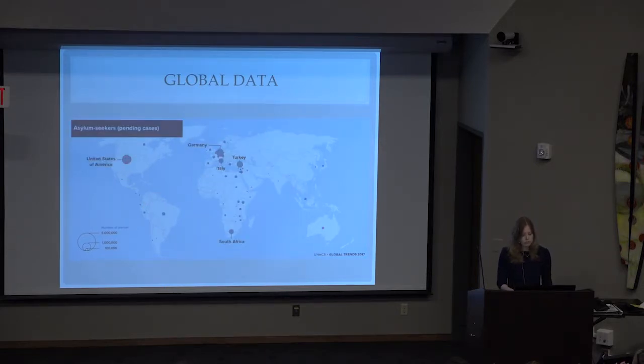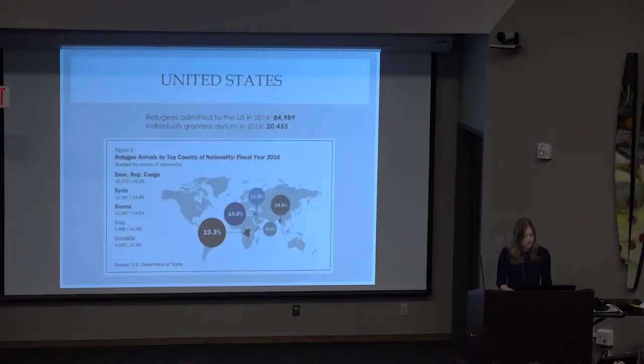And then here's the global distribution of asylum seekers. You'll notice the US, Germany, Turkey, Italy, and South Africa host a large number of asylum seekers. This is data from the US Department of Homeland Security. The most recent data they report is from 2016. A total of almost 85,000 people were admitted to the United States as refugees in 2016. The leading countries of nationality for refugees admitted during this time period were the Democratic Republic of Congo, Syria, Burma, Iraq, and Somalia. And during 2016, over 20,000 individuals were granted asylum.